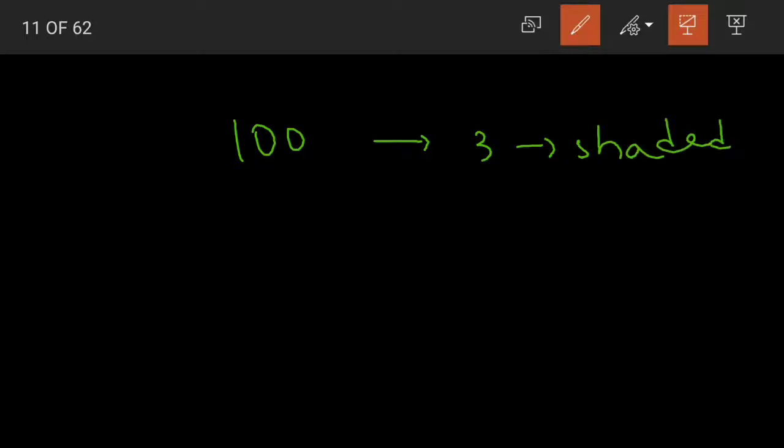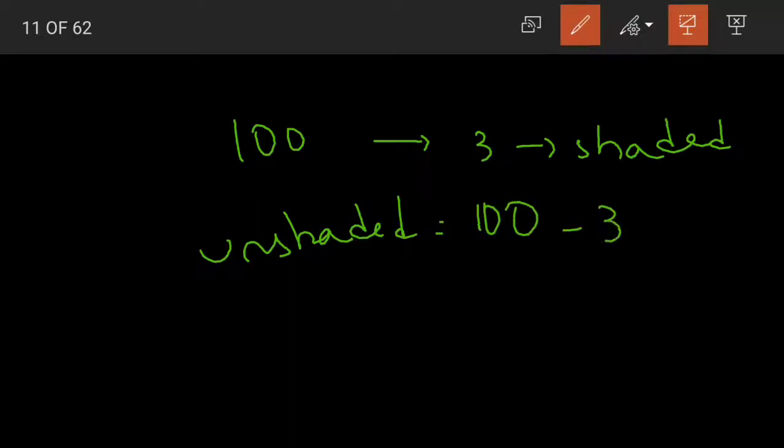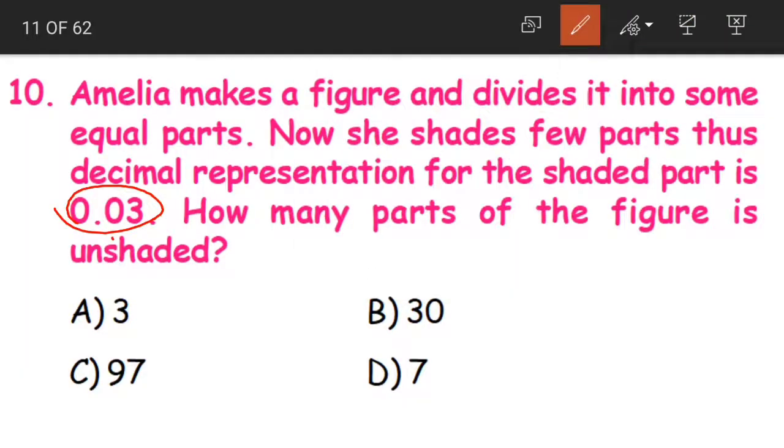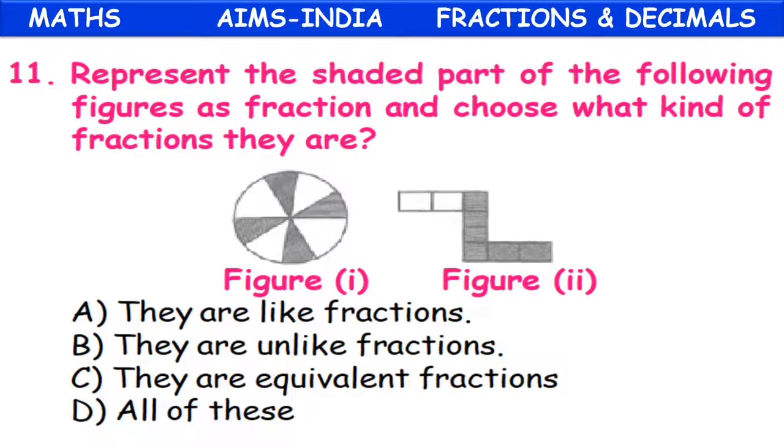In the question they have asked us to find out the number of unshaded parts. Now what will be the unshaded parts? Yes, very good. From the total number of parts we have to subtract the shaded parts. 100 minus 3 is equal to 97. So from 100 parts, 3 are shaded and 97 are unshaded. Option C, 97, becomes our correct answer. 97 parts of the figure are unshaded.